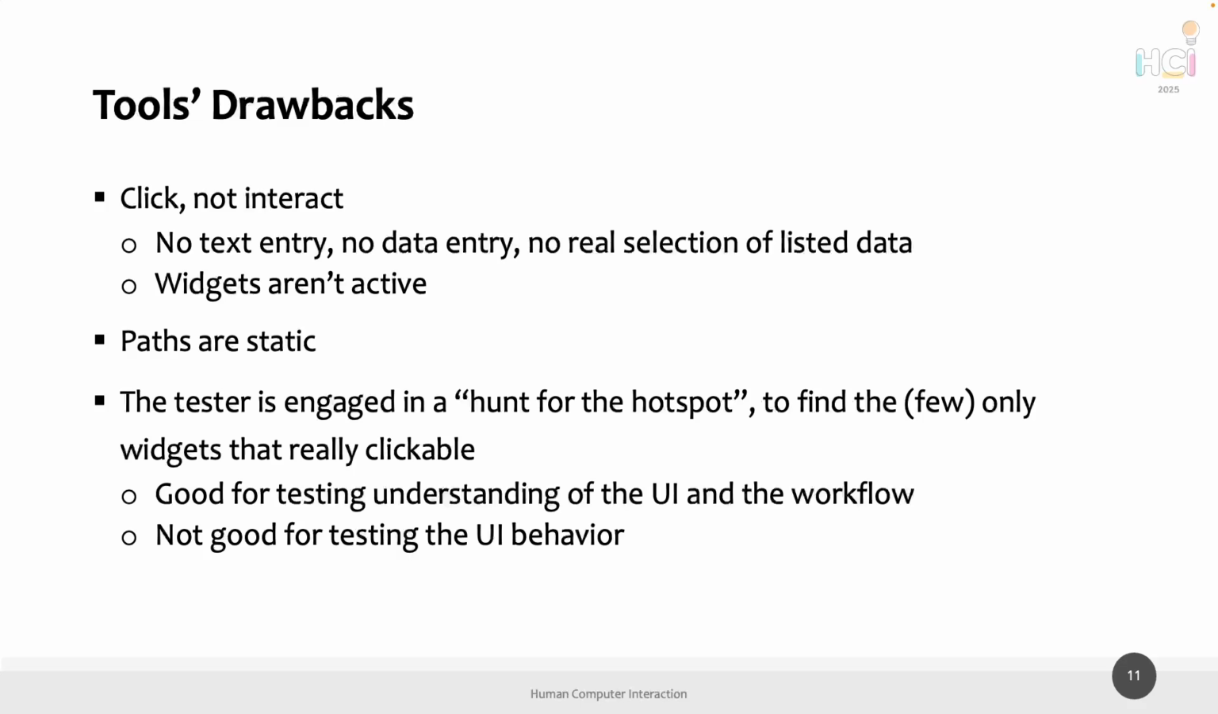There can be some widgets, some buttons that are not active. The paths, as I said before, are static. And since there are parts of the interface that are not clickable, typically, when a tester tries a medium fidelity prototype, they are engaged in this game, hunt for the hotspot, to find the few widgets that are clickable to address the task.